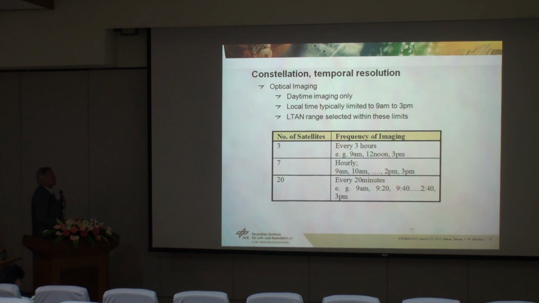If we arrange the satellites in different orbit planes, then we can have a dynamic observation of any point of the Earth, provided we are going for daytime imaging only, and we want to observe between 9 a.m. and 3 p.m., when the elevation angle of the sun is good enough to have a good contrast. Then we need just 3 satellites to image every 3 hours: 9 a.m., 12 noon, 3 p.m. If you want an hourly repetition rate, then 7 satellites, and you can even go to a 20 minute repetition rate with 20 satellites. So that's quite amazing what you can do with this kind of constellation.